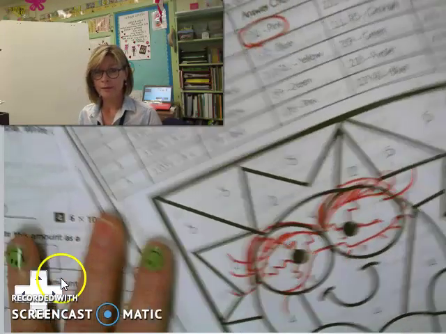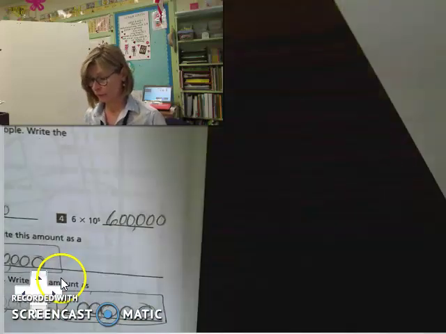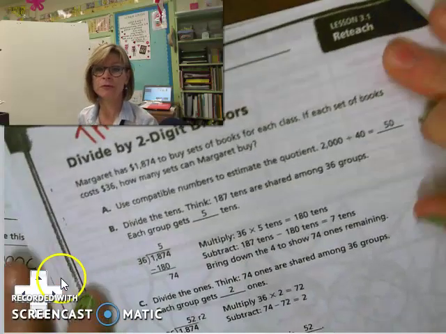All right, so that's all for Wednesday. On Thursday, it gets into dividing by 2-digit divisors.